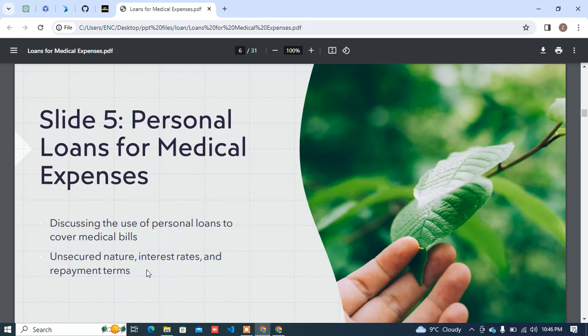Slide 5 is personal loans for medical expenses. You can get personal loans based on medical expenses. The first point is discussing the use of personal loans to cover medical bills. Point 2 is unsecured nature, interest rates and repayment terms. What are personal loans for medical expenses? It is their unsecured nature, interest rates and repayment terms.